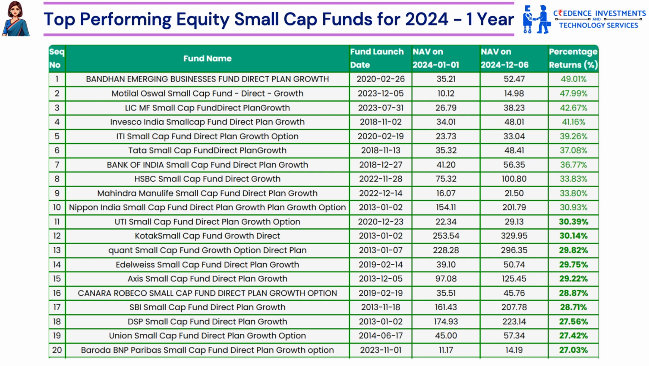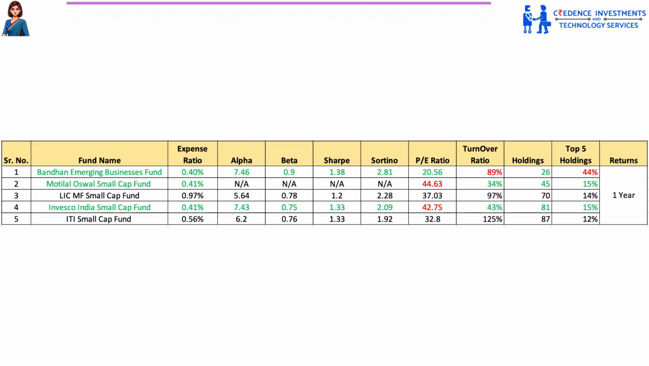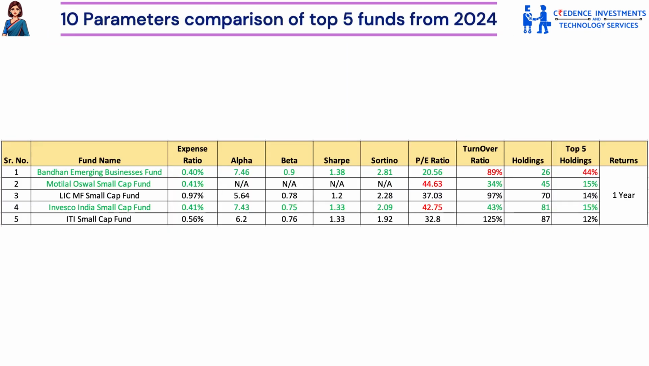Now let's review the 10 quantitative parameters we learned earlier for the top 5 of these 20 funds. Bandhan Emerging Businesses Fund shows the lowest expense ratio, highest alpha, lowest PE ratio, and strong risk-adjusted returns, but it has high turnover and concentrated holdings, 44% in top 5 stocks. Motilal Oswal Small Cap Fund has high PE, expensive valuation, but strong diversification and low expense ratio.